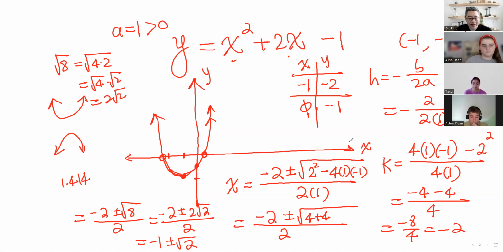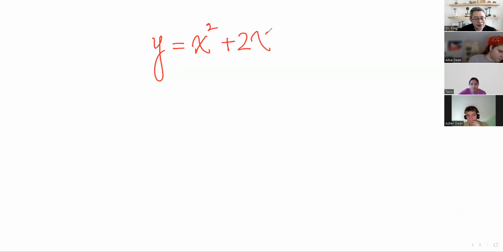Okay, very good. So now I'd like to try something. I give you a function and you find the vertex point and also the x-intercept. So we have y equals x squared plus 2x minus 3.